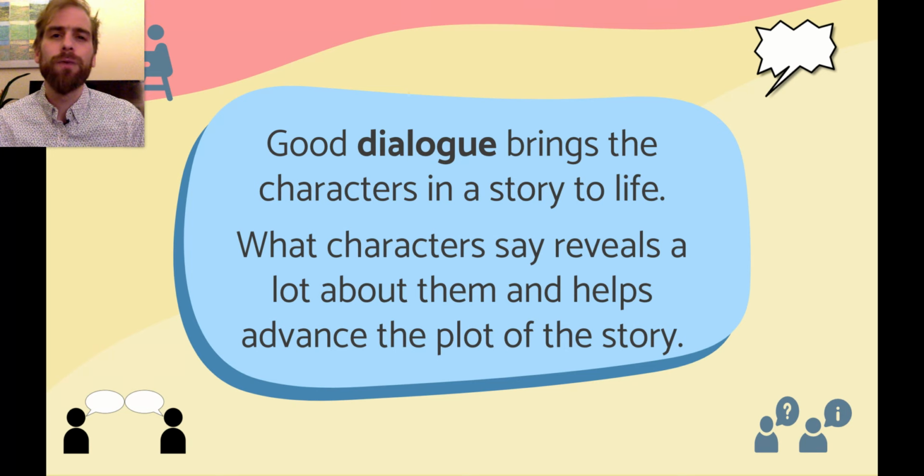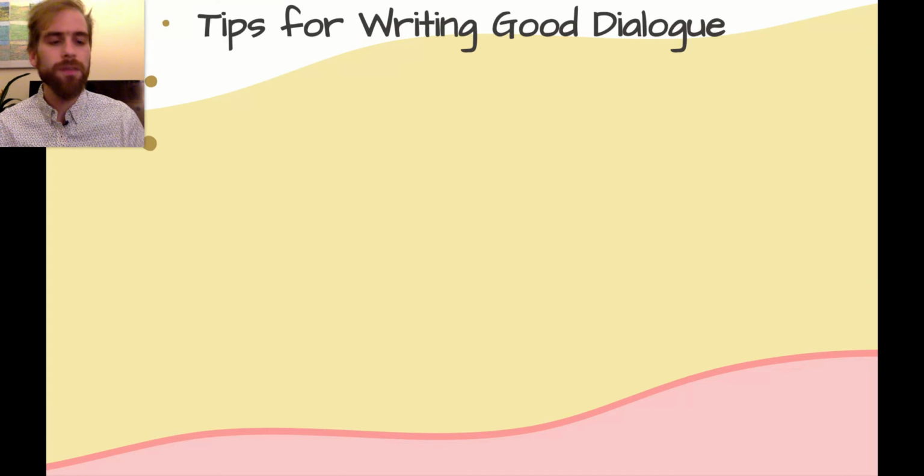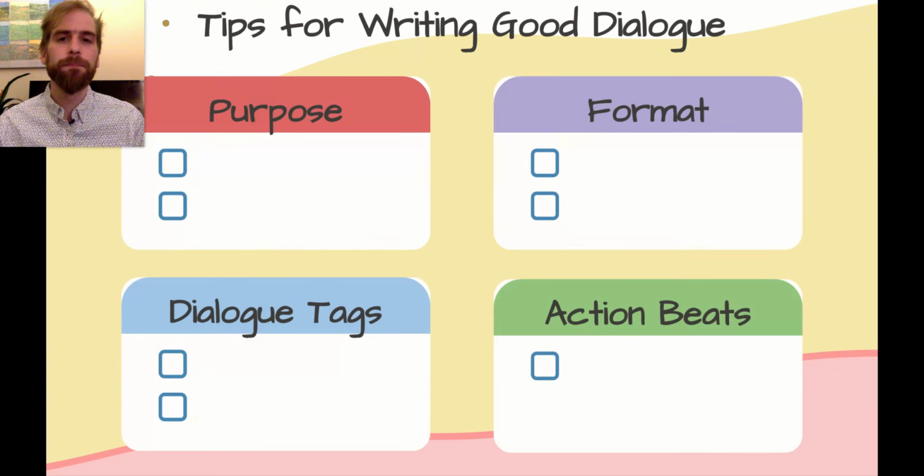And what characters say can really reveal a lot about them and show their emotions, show what they're struggling with, show how they're interacting with each other, and really keep the story moving forward. So there are four main tips for writing good dialogue that I'm going to explain here.